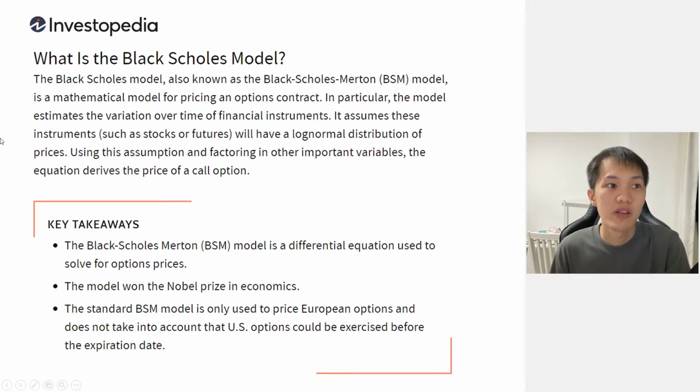The method or formula that we use to price the options is known as the Black-Scholes model. The full name is Black-Scholes-Merton. If we look at the key takeaways here, basically it is a differential equation used to solve for the option prices. This is a very popular and sophisticated model that was invented, I think, in the 1970s, if not mistaken. Right now, people are using this formula to determine the theoretical price of the options. Of course, this is just a model, and models depend on parameters in order to derive the valuation, and the parameters are basically set by the market.